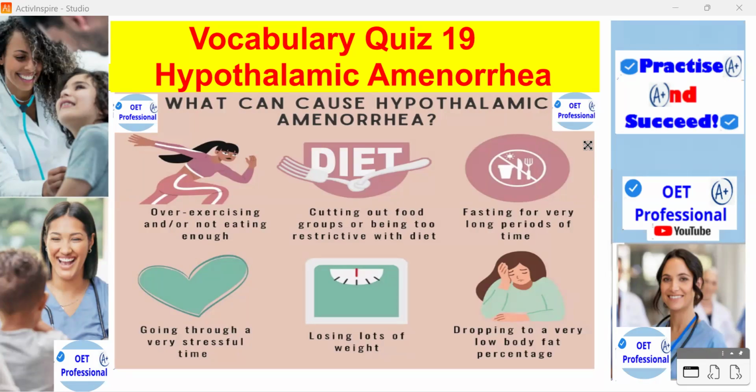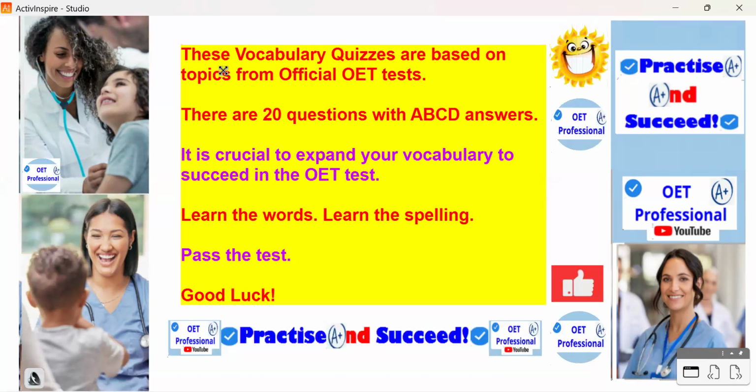Vocabulary Quiz 19. Hypothalamic amenorrhea. These vocabulary quizzes are based on topics from official OET tests. There are 20 questions with ABCD answers. It's crucial to expand your vocabulary to succeed in the OET test. Learn the words, learn the spelling, pass the test. Good luck.